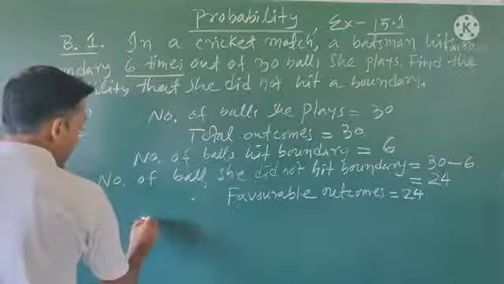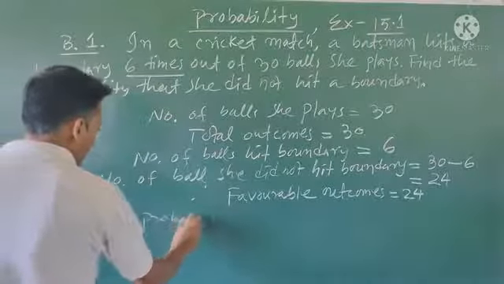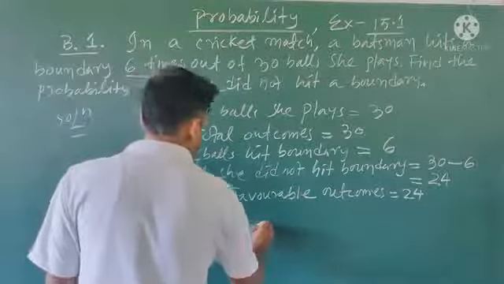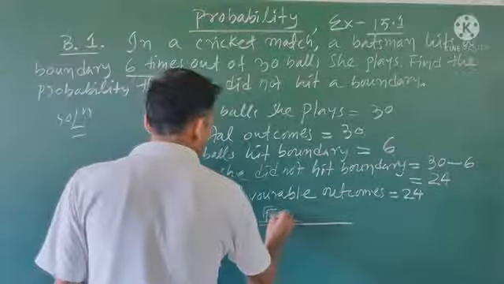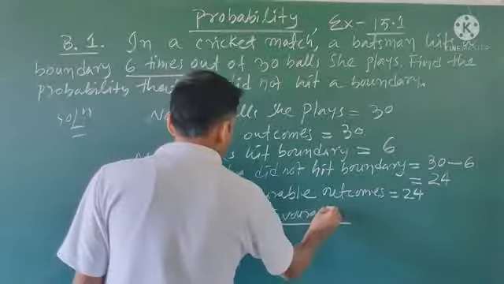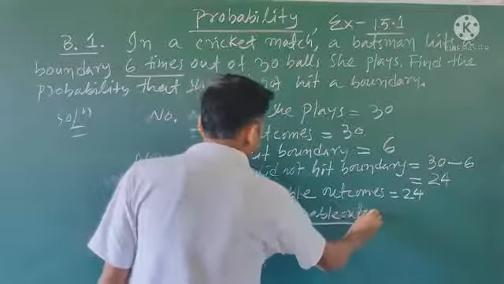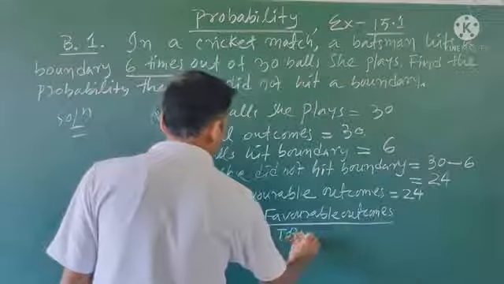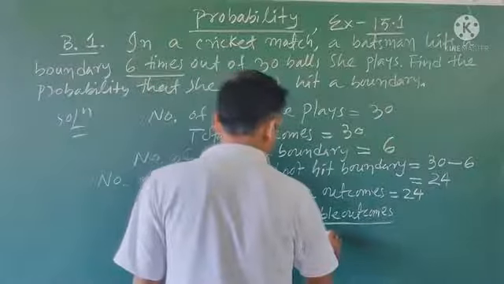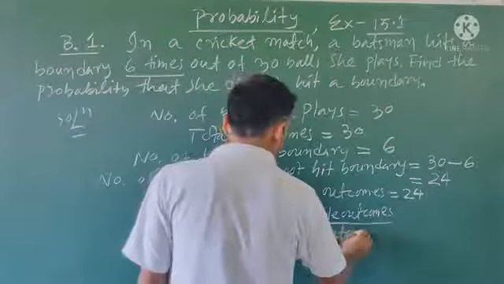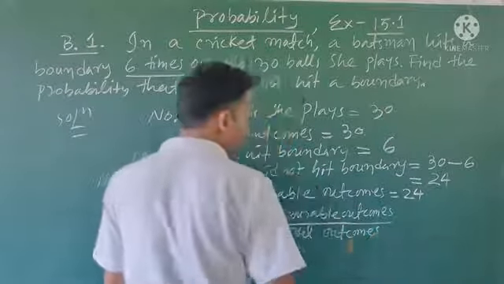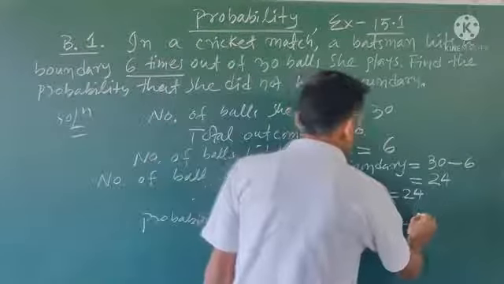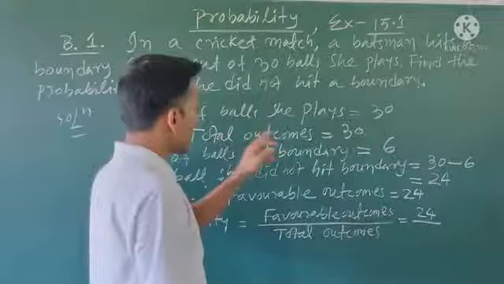Now we'll find the probability. Probability is what? Favorable outcomes divided by total number of outcomes. Favorable outcomes we have 24. Total outcomes how much? 30.